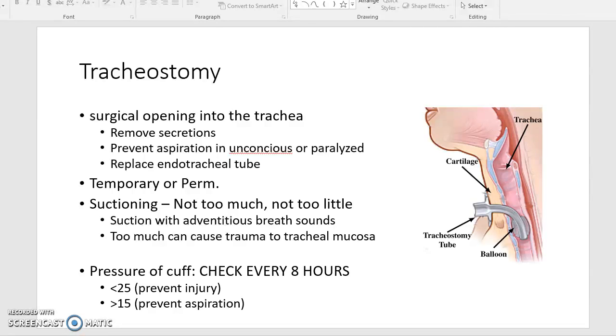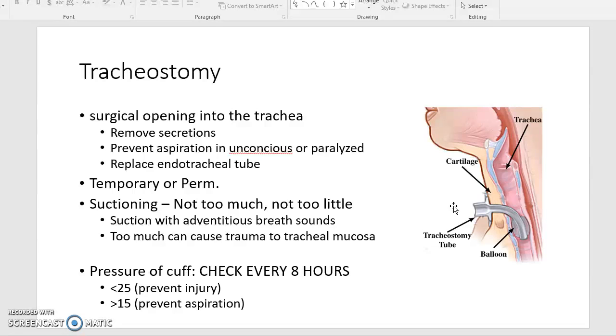Tracheostomy. This is a surgical opening into the trachea. You can see in this picture a tube inserted into an opening made in the trachea. So what does this do? It can be used to remove secretions, prevent aspiration, and replace an endotracheal tube like we just talked about. This can be temporary or permanent.